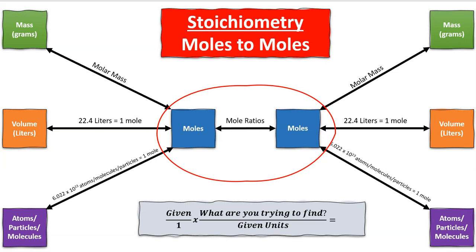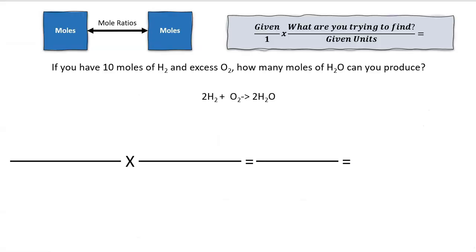In this video, we're going to solve a moles to moles stoichiometry problem. So let's say the problem states the following. If you have 10 moles of H2 and excess O2, how many moles of H2O can you produce? Well, to begin, you always put a 1 on the bottom in your conversion. A 1 will always go in this place.